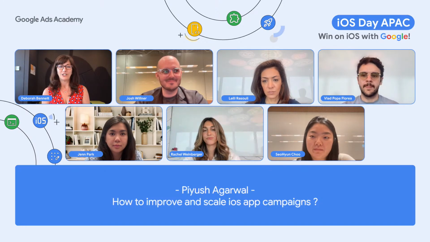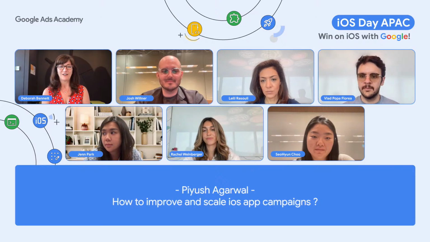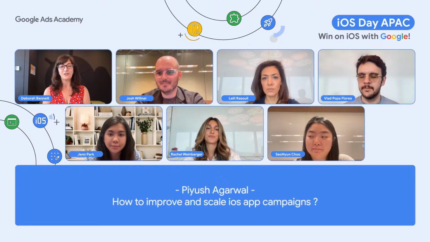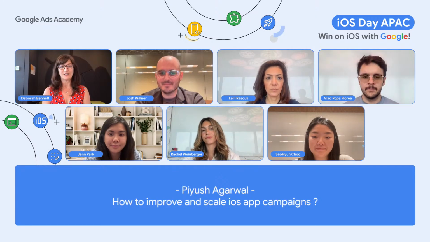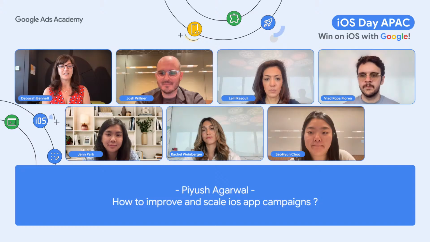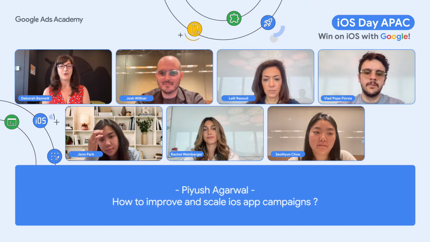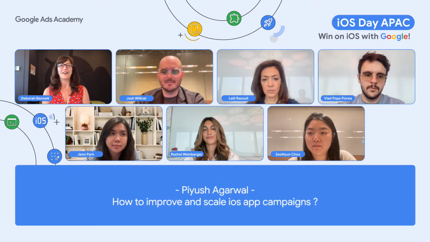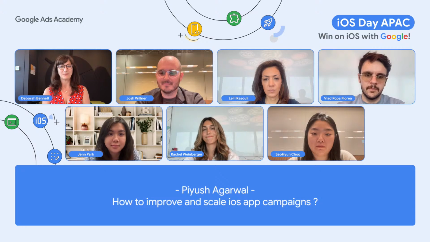And right now we're going to jump into Q&A and have some additional product partners as well, Jen and Sehun, so we can jump into the questions. So our first question is how to improve and scale iOS app campaigns. This is a question everyone wants to know. And Josh, I'm going to hand it over to you to give us some tips.